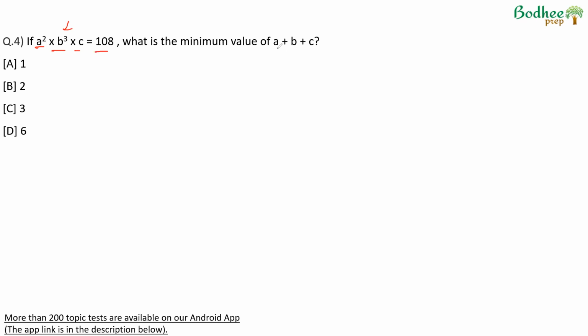Now, here we have a square, here we have a. So what we do is we split a into two parts, a by 2 plus a by 2. B cube, here b, therefore we split b into three parts, b by 3 plus b by 3 plus b by 3. C remains as it is. So if we find the minimum of this, we would by default find the minimum of this, because this is equal to a plus b plus c.